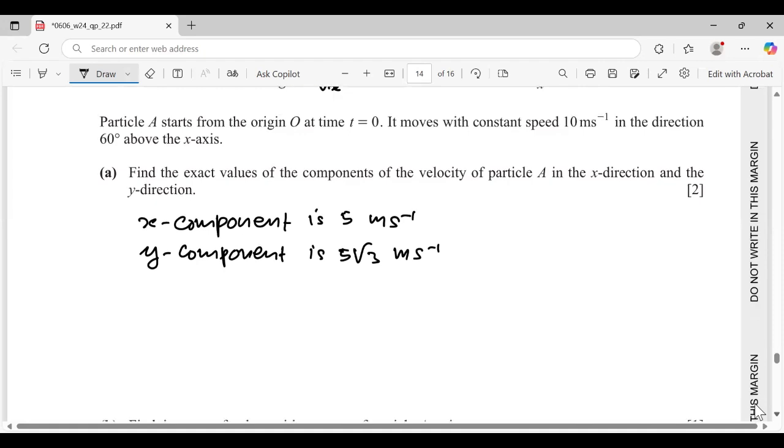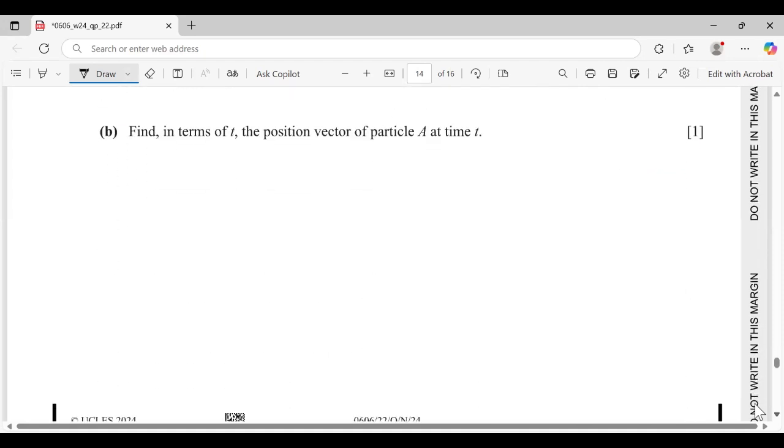Next question. Find, in terms of t, the position vector of particle A at time t. The position vector at time t is the initial vector plus the velocity v_A times t. Sorry, times t, not a function, times t.